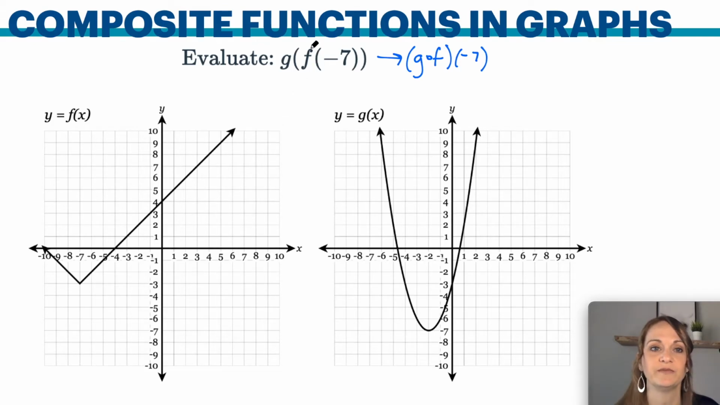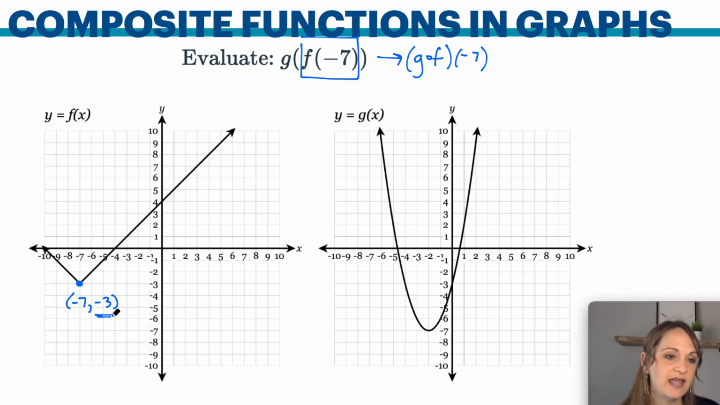So here's what you do. You're first going to do the innermost function. I want to know what is f of -7. So over here in the f, I'm going to go to -7 and find where that is on the graph. This is the coordinate point (-7, -3), because -7 is your x, -3 is your y. So if I plug in -7, then -3 would be the output.